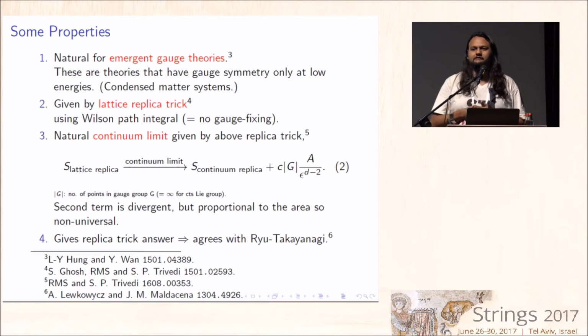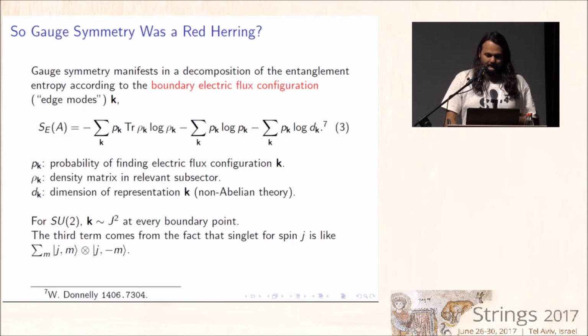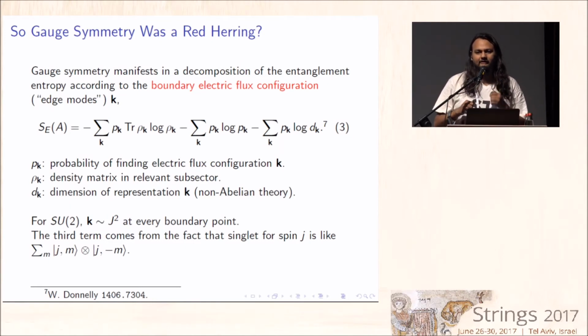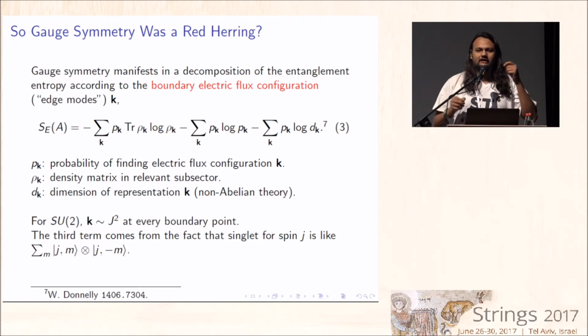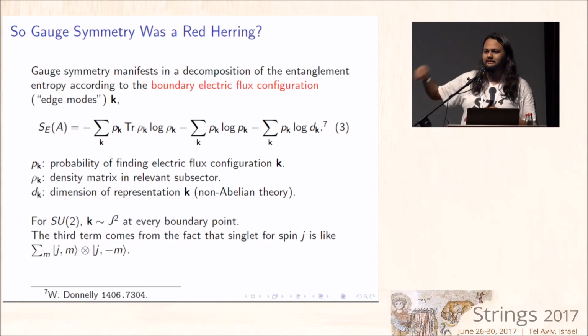Because it gives a replica trick answer, we know it has to agree with Ryu-Takayanagi, again up to this term. Now we've ignored gauge invariance to define this entanglement, but it still plays a role. It plays a role in the fact that the entanglement decomposes according to configurations of electric flux leaving the boundary. I'm going to call this K. For a U1 theory, K is the normal component of your electric field, the one you're used to. For an SU2 theory, for example, you won't take the normal component of the electric field itself, but the Casimir of it, like Jx squared plus Jy squared plus Jz squared. So you get three terms.